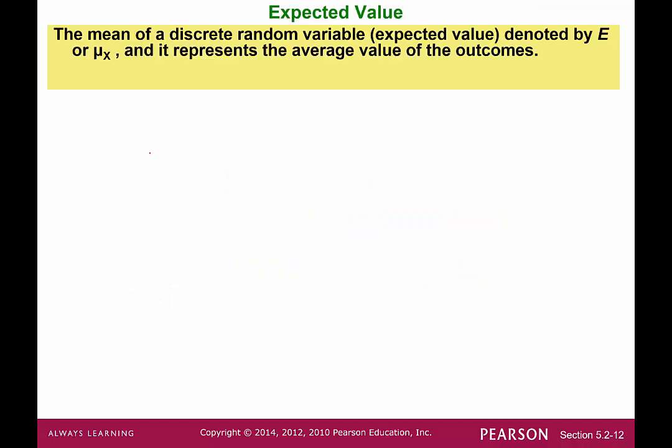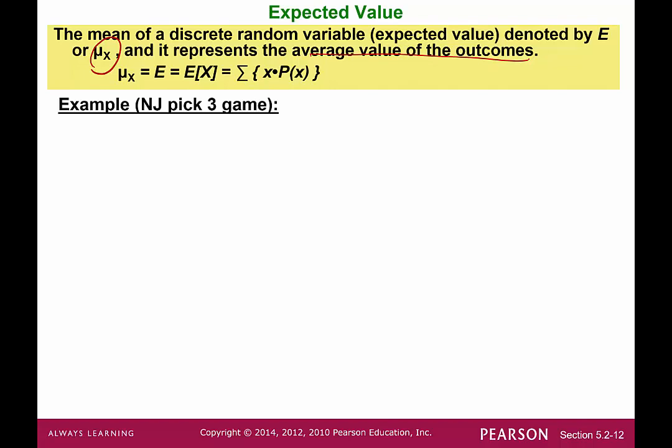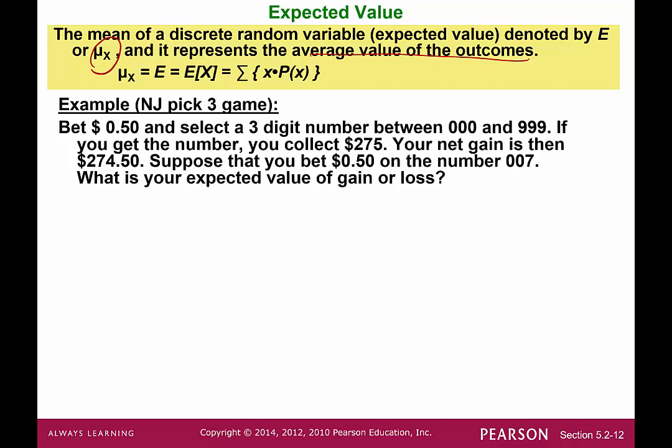Now let's quickly review the expected value. Mu of this random variable, denoted by E or mu of x, represents the average value of the outcomes. Okay. Now let's take a look at this example from New Jersey Pick 3 games. You bet 50 cents and select a 3-digit number between 000 and 999. If you win, you collect $275. Your net gain is then $274.50. Suppose you're betting 50 cents on the number 007. What is your expected value?